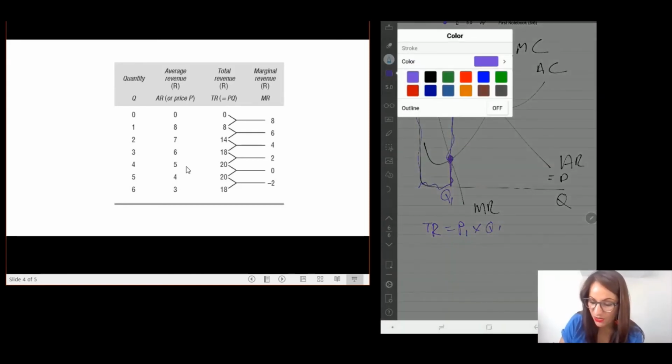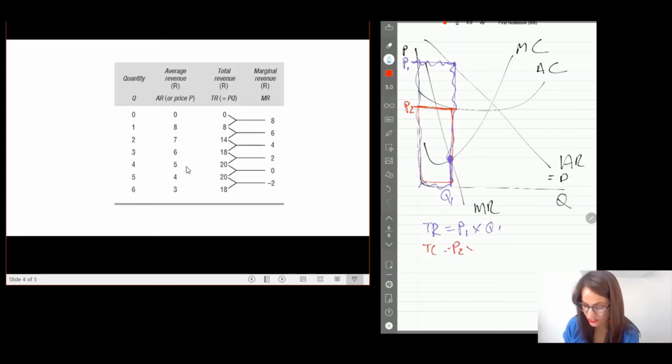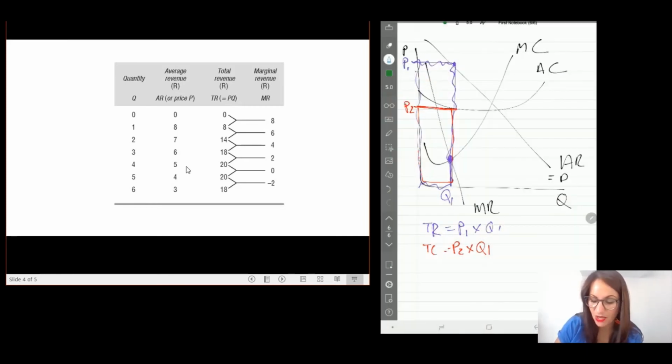Now where this line cuts your average cost curve, this is where your average cost is. So this is your cost. Total cost is then your P2 times Q1. That is cost. If you subtract the red block from the purple block, it leaves you with this green block, and this is then your long-term profit for a monopoly.